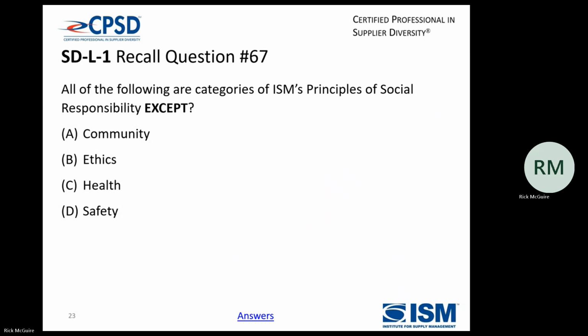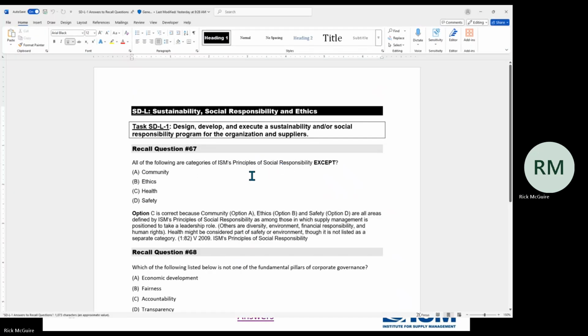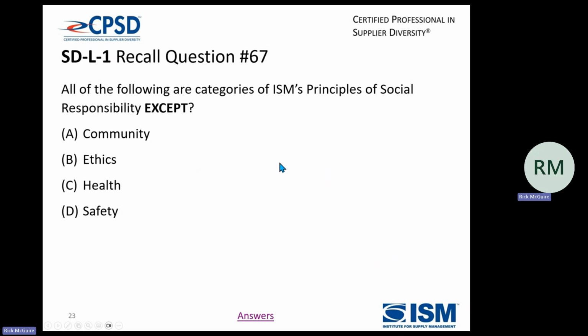All right. All of the following are categories of ISM's principles of social responsibility, except which one isn't? Ethics certainly is, health is, and safety is, I think. So maybe it's either safety or community. I think it might be safety. Let's see here. C, health. Okay. That's not one of the principles from ISM.